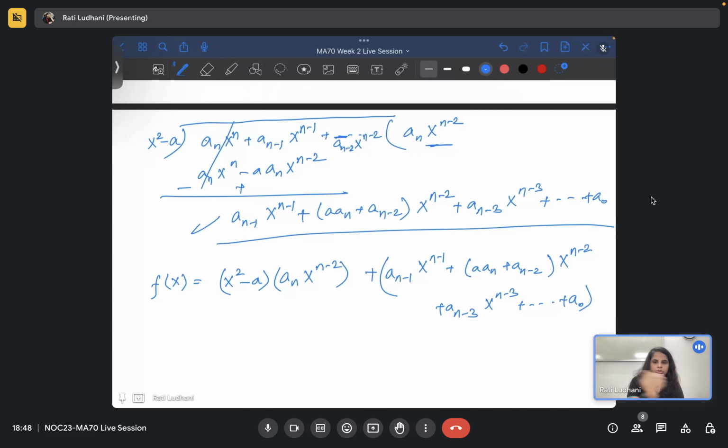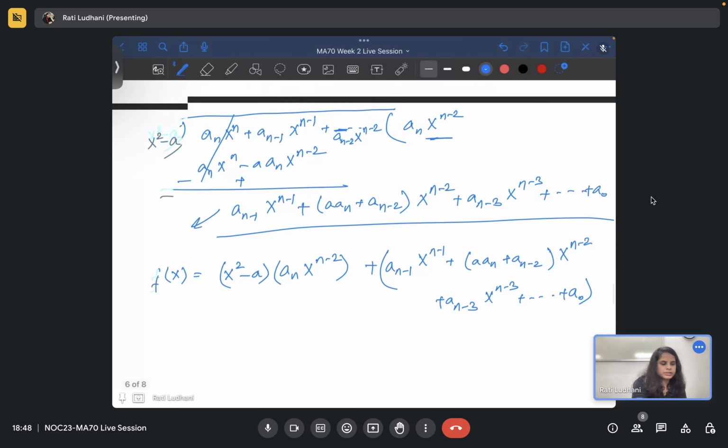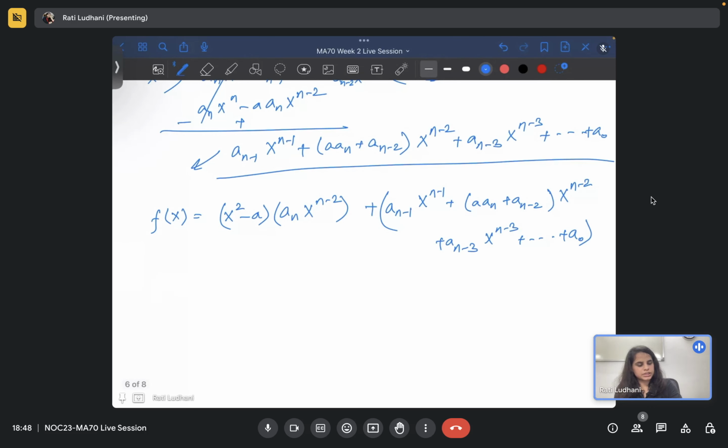And we have this quotient and remainder thing. Is that clear? So this expression is clear. That is going to be our major thing. Is that clear, this step?